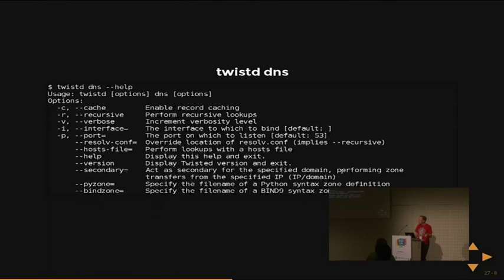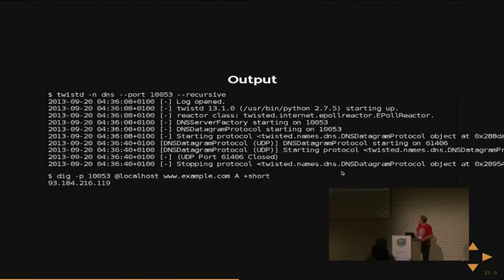Twisted itself runs its twistedmatrix.com domain, which is actually served from a Twisted DNS server, so it's pretty stable. It's not a fully featured DNS server, but it's good enough for some cases. You can see that when you start the server, it logs to standard out, and that we can query that server once it's started up.